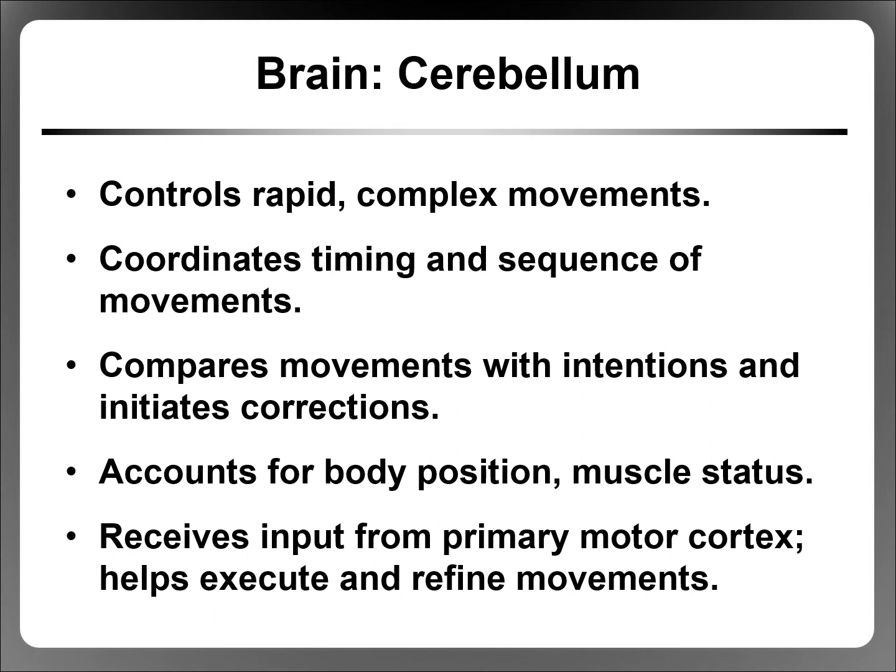Our cerebellum controls rapid and complex movements. It also helps to coordinate the timing and sequence of our movements. It also compares movements with intention and initiates corrections. Our cerebellum also helps account for our body position in space and the status of our muscle tension. It is going to receive input from our primary motor cortex and help execute and refine our movements.